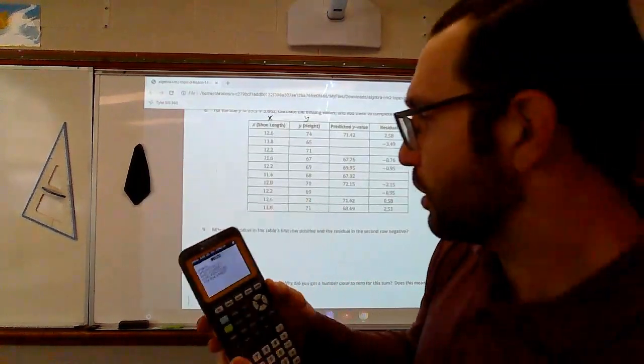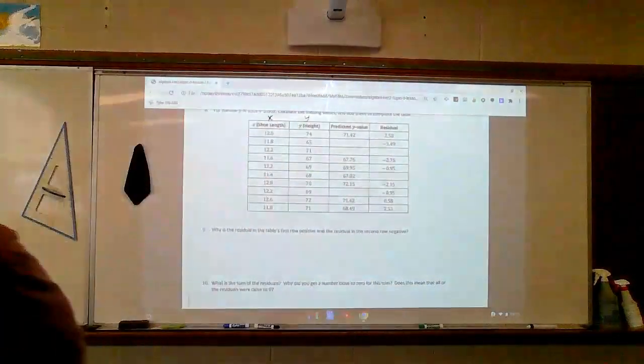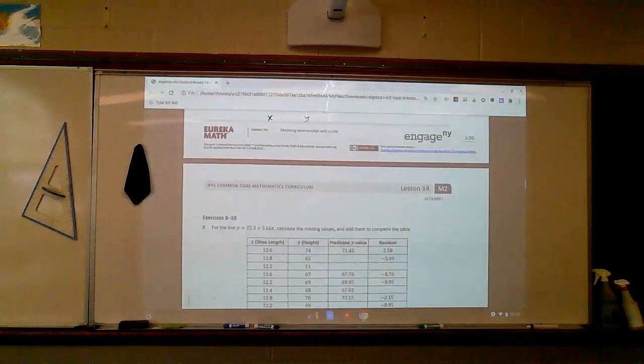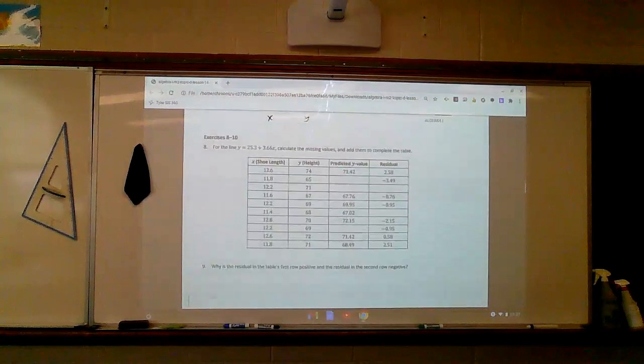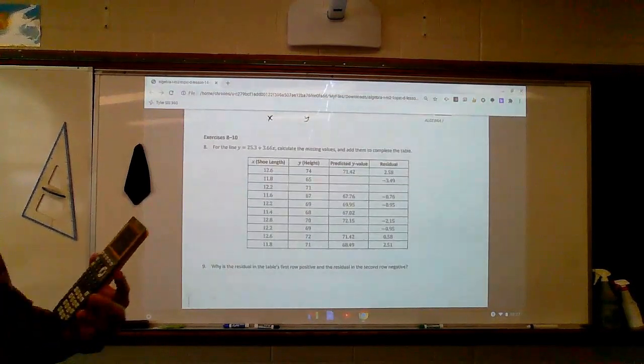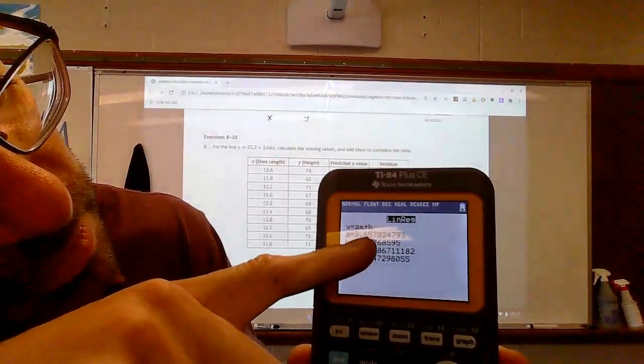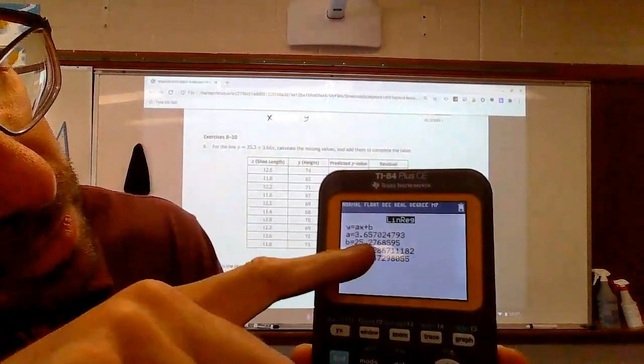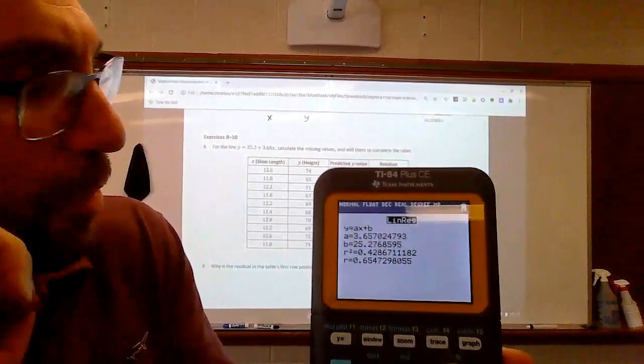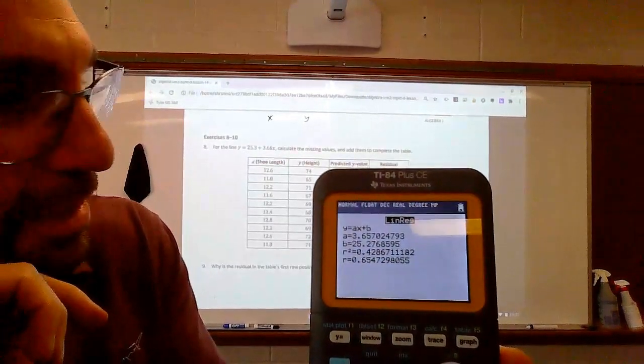Let's see how close we are. They told us the equation was 25.3 and 3.66. So let's take a look again. 3.657, oh, they round that to the 100th. 25.3, oh man, we have the same exact equation that they do.